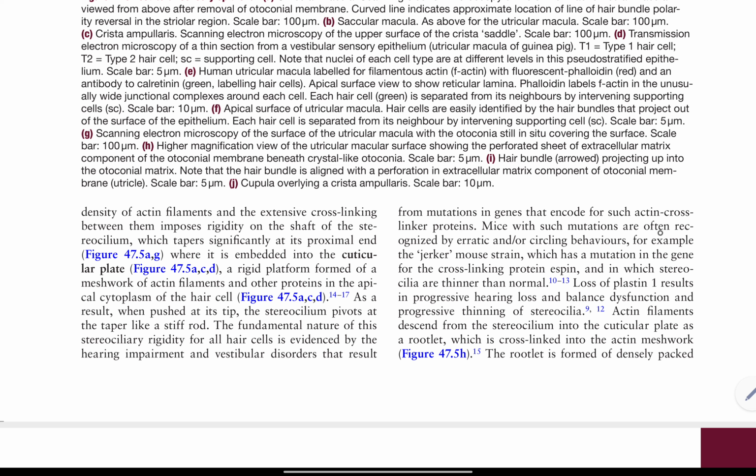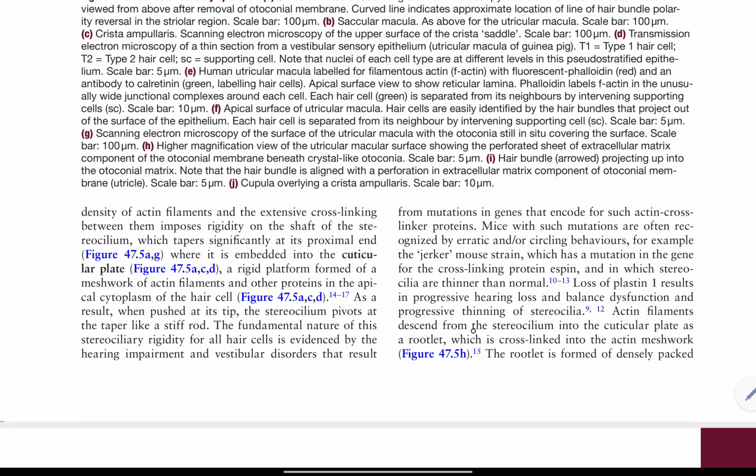Mice with such mutations are often recognized by erratic and or circling behaviors. For example, the jerker mouse strain, which has a mutation in the gene for the cross-linking protein espin, and in which stereocilia are thinner than normal. Loss of plastin 1 results in progressive hearing loss and balance dysfunction and progressive thinning of stereocilia.